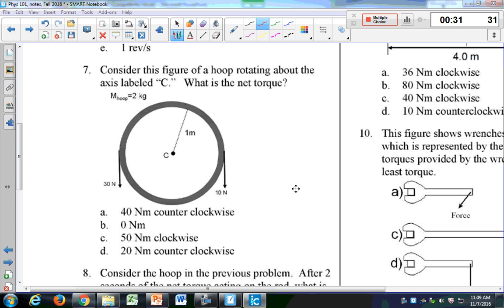What is the net torque on this thing? All right, we'll stop in just a few seconds. I'll stop at 103, or I'll go to 105. Nope.